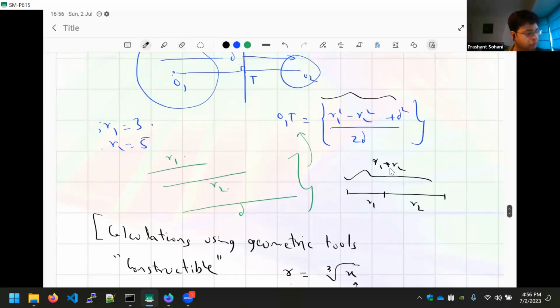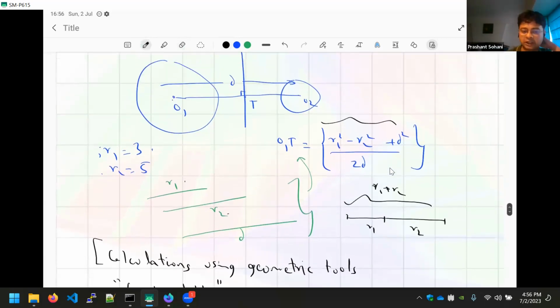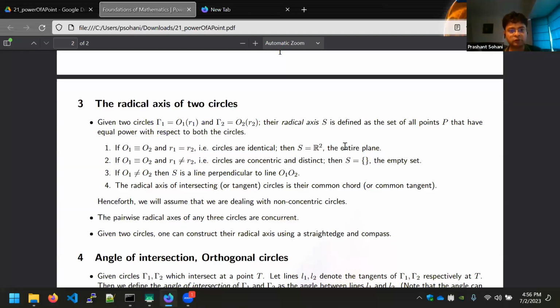Okay, yes, but this is a good solution for constructing the radical axis. Okay. Any other solutions? Okay. If not, then moving to the next section.